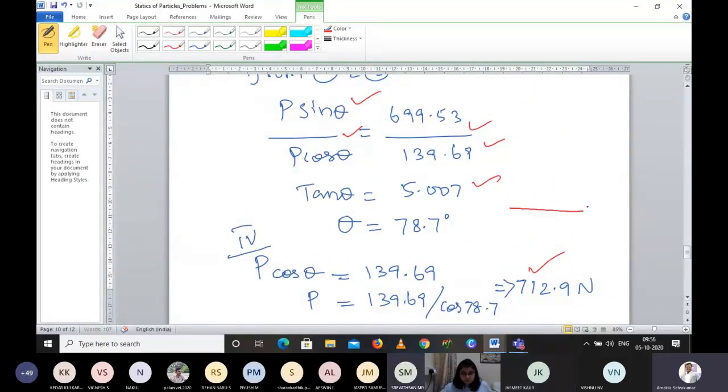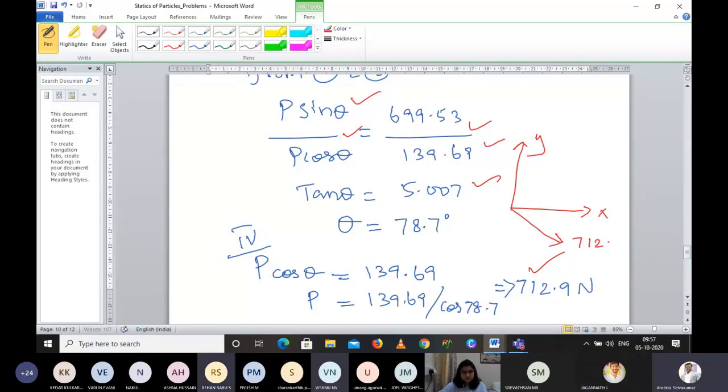So again, drawing the diagram. X component. Again drawing the Y component. And your value of P is how much? 713 Newton. Yeah, exactly. This is the thing. 7.9 Newton. This angle is how much? Sir, at the end we should draw this diagram, sir. Exactly. Yeah. This is very important.